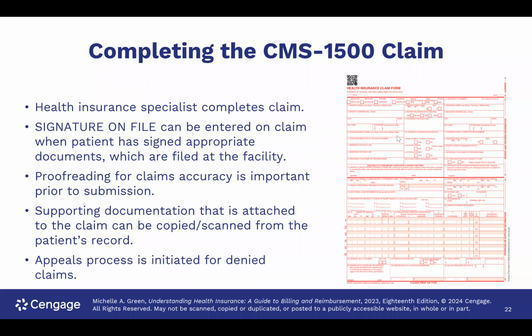And your book makes the point with this 1500 claim form. This is what they look like on paper, right? The health insurance specialist completes the claim, and once they have a signature on file, they can put that in the appropriate field on this form. And one of the biggest reasons that claims get denied is that they're not accurate, mainly in terms of not being complete and all these different types of things.